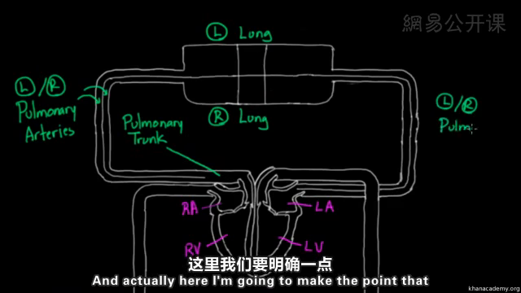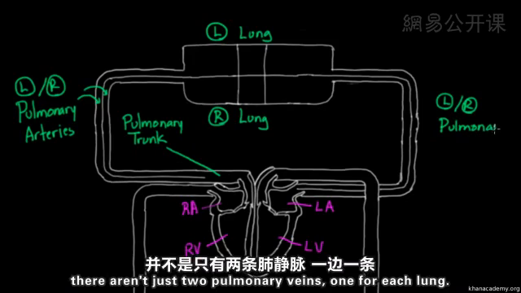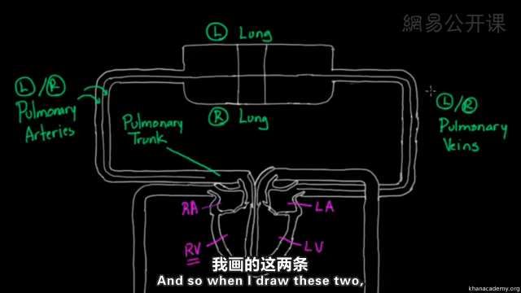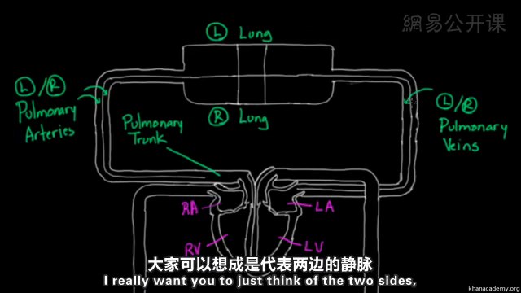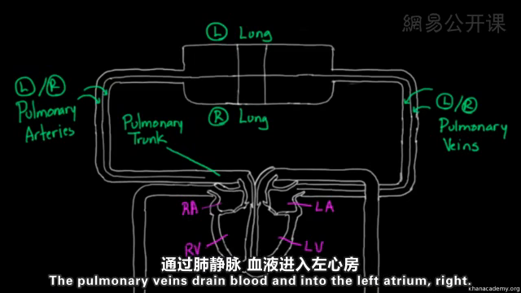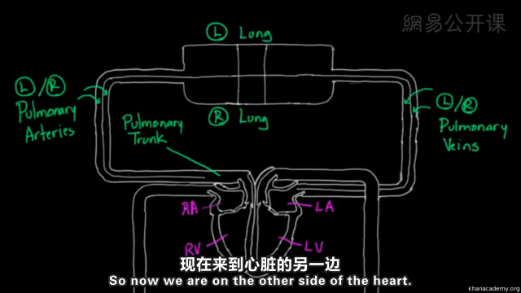And here I'm going to make the point that there aren't just two pulmonary veins, one for each lung. There are usually more than that. So when I draw it as two, I really want you to just think of the two sides, veins coming from both sides. But the actual number could be a few pulmonary veins in total. The pulmonary veins drain blood then into the left atrium, right? So now we're on the other side of the heart.